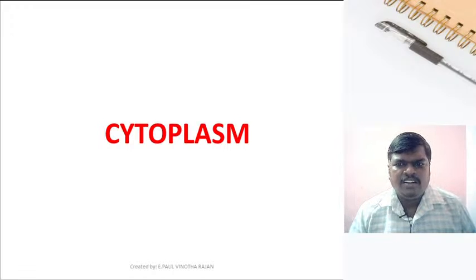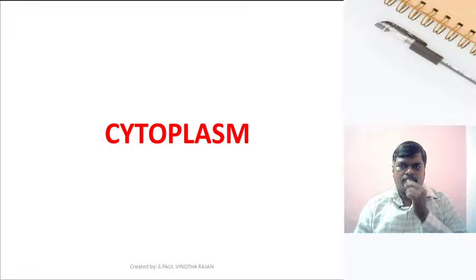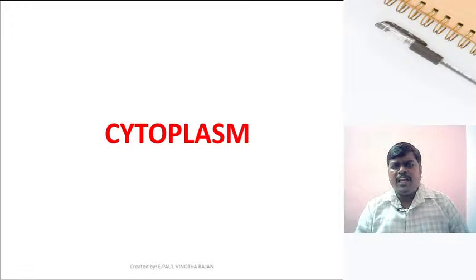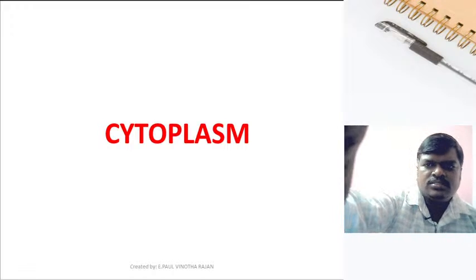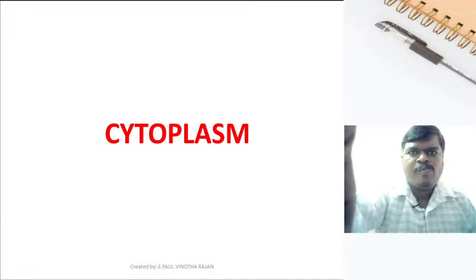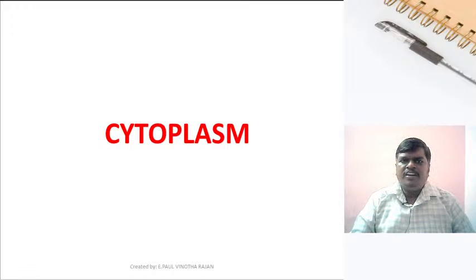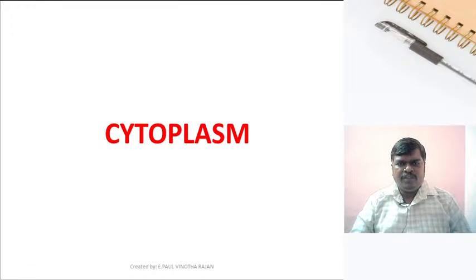Okay, children, we'll start today's class. The topic is a continuation of what we learned last class. In today's class, we're going to talk about cytoplasm. In the previous class, I explained what cell biology is, and we also learned about the various structures of the cell, and then we learned about the plasma membrane. Today we are going to talk about cytoplasm.